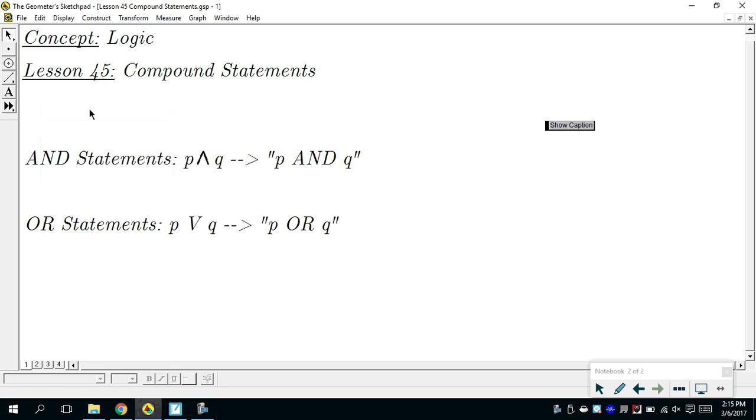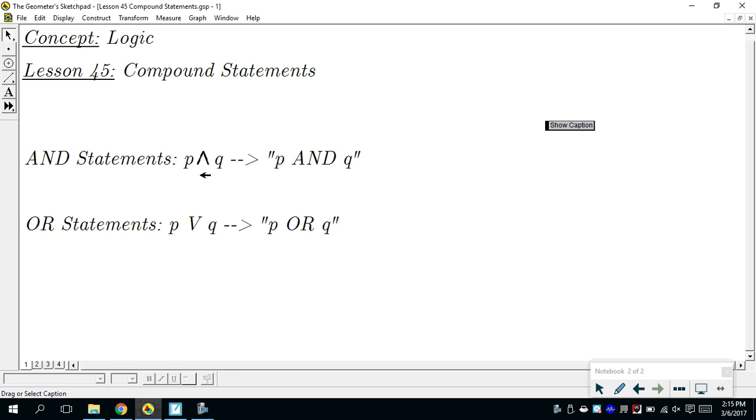Hey, today we're going to do our last topic in logic, and that is compound statements. So we have a couple symbols in logic that we put some words to. So the arrow, that means if and only if, or the double arrow, that means if and only if, the single arrow, that means if then. So we have two new symbols.